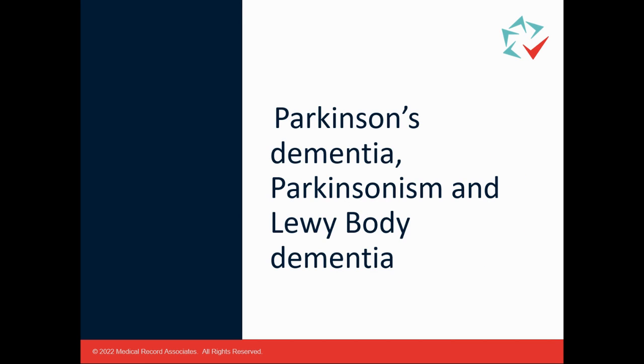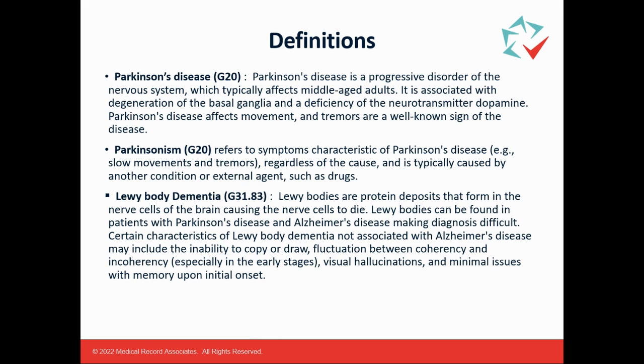So moving on to our next topic, which is Parkinson's dementia, Parkinsonism, and Lewy body dementia. So let's talk about what these three conditions are. Parkinson's disease is coded with G20, and it is the progressive disorder of the nervous system which typically affects middle-aged adults. It is associated with degeneration of the basal ganglia and a deficiency of the neurotransmitter dopamine. Parkinson's disease affects movement, and tremors are a well-known sign of the disease.